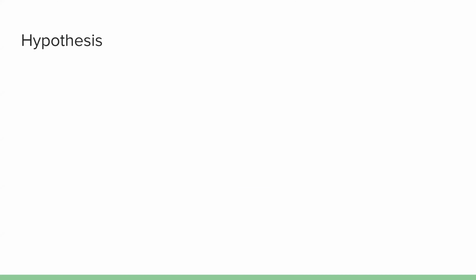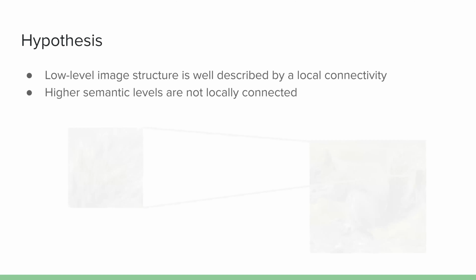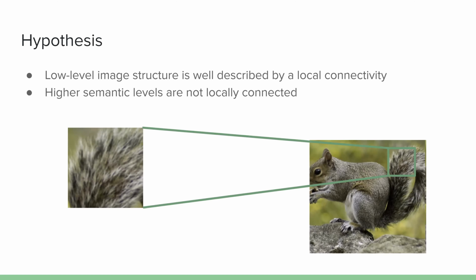So the authors' hypothesis is that low-level image structure is well described by local connectivity, whereas higher semantic levels are not locally connected. Take an example of an image of a squirrel. Up close you have the fur, which is a very patterned texture, and it's typically dictated by local space. Whereas if you zoom out of that picture, those local connections are less meaningful, and you have to start looking at it from an overall global high level perspective, and that's their hypothesis.